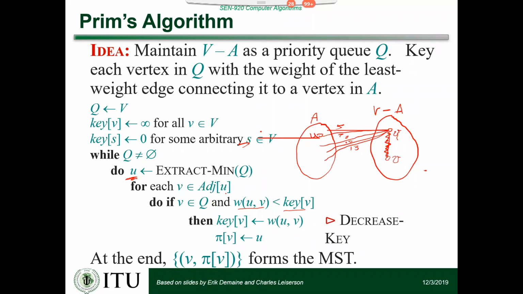We do this, and so every vertex that we extract from the priority queue, we add it into A until the entire priority queue is empty. Then all the vertices are already spanned by the minimal spanning tree. So that's how this algorithm works.